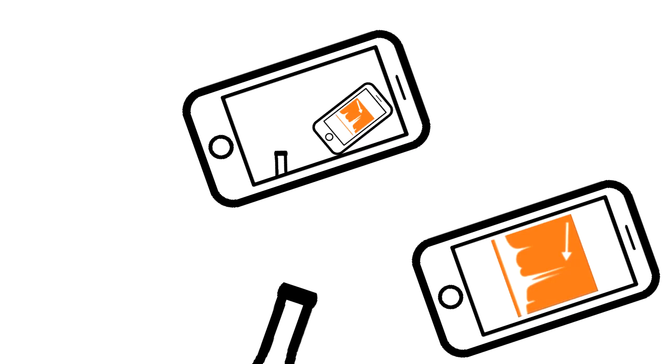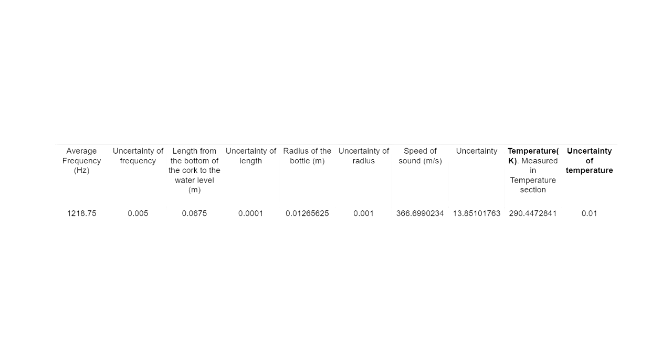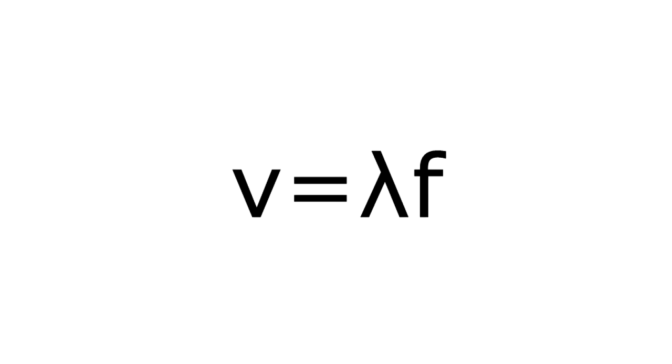We repeat these steps for different trials and compile the data into a spreadsheet for data analysis. For the calculation, we use the equation V equals lambda times F, where V is the speed of sound, lambda is the wavelength of the sound, and F is the frequency of the sound. The bottle is a closed tube with one end open and the other end closed.